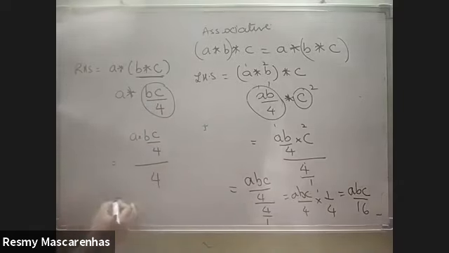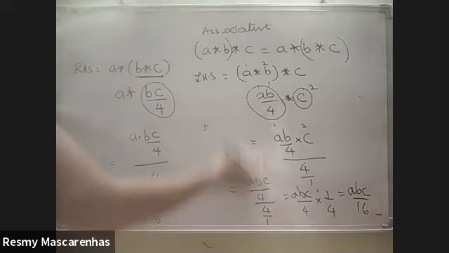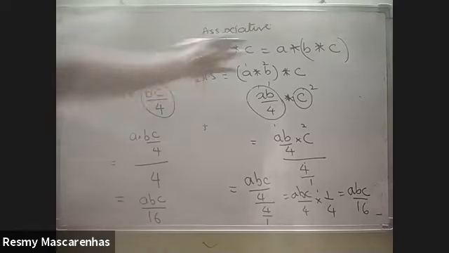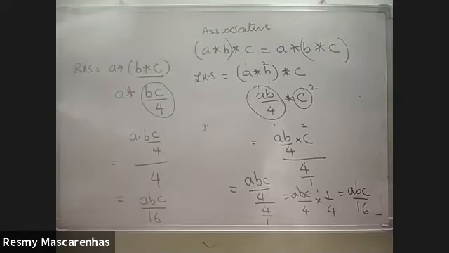Similar, same concept. Again I will not repeat. So ABC upon 16 you will get. So in both places you are getting ABC upon 16. So it is commutative. Sorry, associative, because left hand side is equal to right hand side. Therefore, associative.